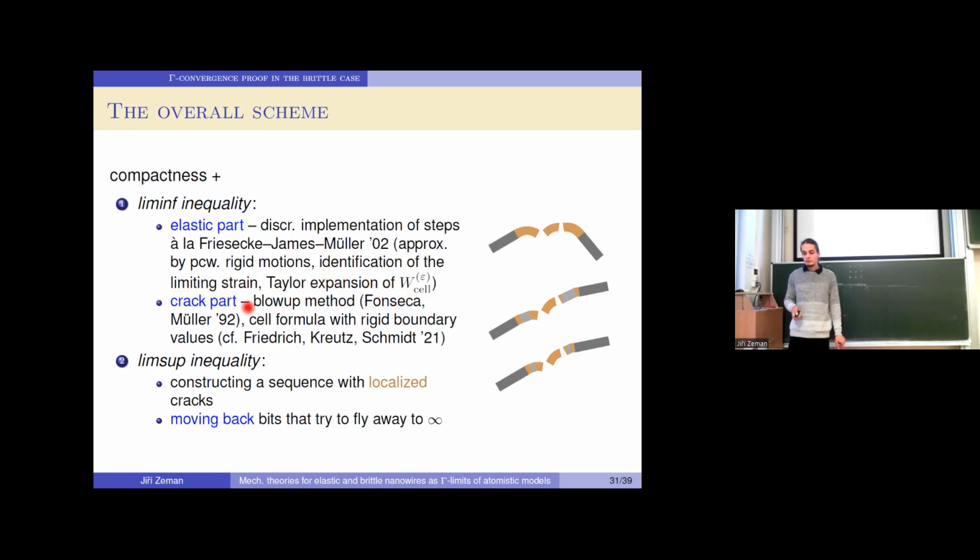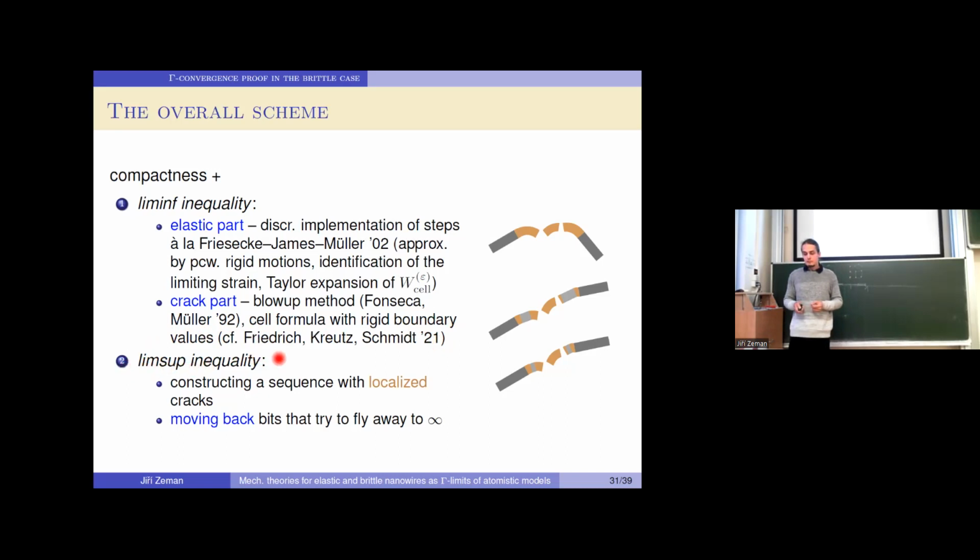For the crack part, we use the blow-up method, and we need to derive a cell formula with rigid converging boundary values. Conceptually, this is similar to the result of Friedrich, Kreutz, and Schmidt on polycrystals, where they also have different kinds of cell formulas. But since they work with different potentials, we cannot use their methods to prove such a comparison of different cell formulas.